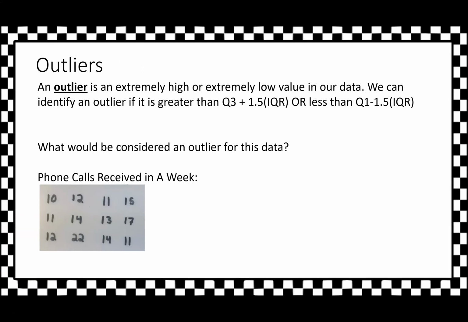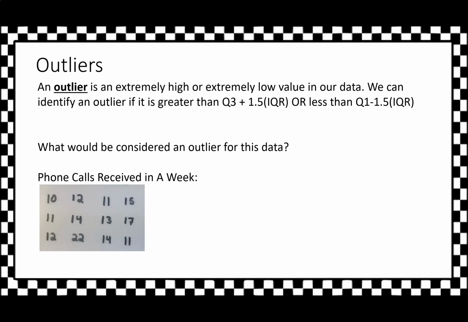An outlier is an extremely high or an extremely low value in our data. We can identify an outlier if it is greater than Q3 plus 1.5 times the IQR, or if you have a value that is less than Q1 minus 1.5 times IQR. So let's go ahead and look at the phone calls received in a week, and let's see what the outliers would be for this data.